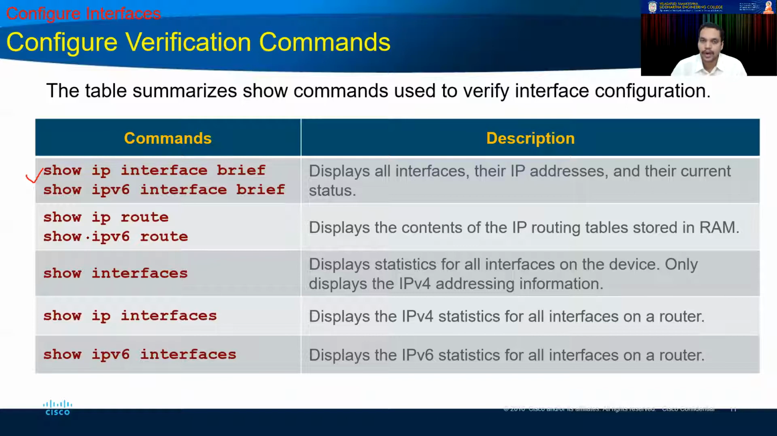The last command, show IPv6 interface, displays the IPv6 statistics for all interfaces on a router. So show IP interface will display only IPv4, whereas show IPv6 interface will show you the IPv6. To give you an overview and help you better understand these things, I will show you examples of the output screens for each of these commands.